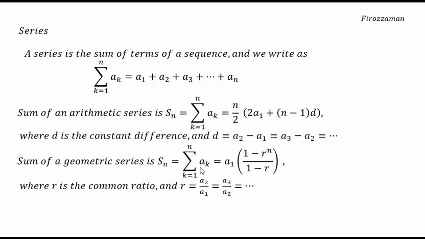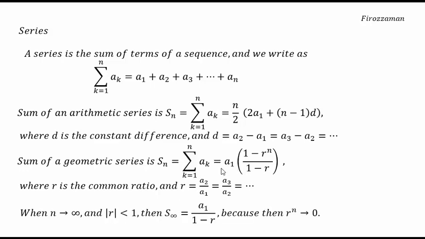Now the sum of a geometric series is given by the formula a1 times (1 minus r to the n) divided by (1 minus r). Once again, a1 is the first term of that series, and r is the common ratio. The common ratio is essentially the ratio of a term and its previous term. So the second and the first terms, or the third and the second terms, and this should always be the same value for a valid geometric series.